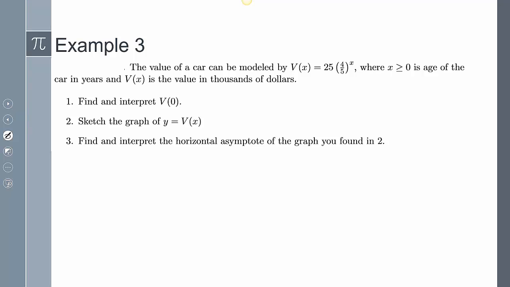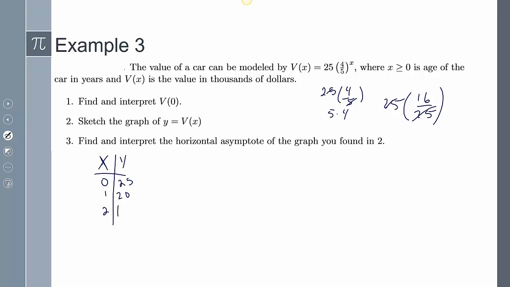Example number 2, or part 2, says sketch the graph. For us to be able to sketch this, it might help to create a table. If we wanted to do transformations, that doesn't tell us a whole lot of information, but we could do it through transformations if we wanted to. If I plug in x is 0, we said that was 25. If x is 1, this is going to be 25 times 4/5. That's going to be 5 times 4, so that's going to be 20.